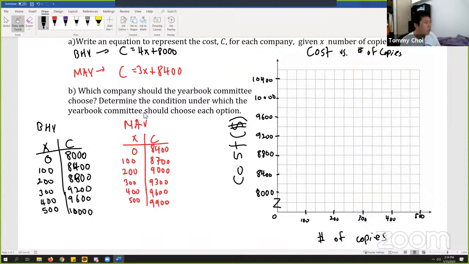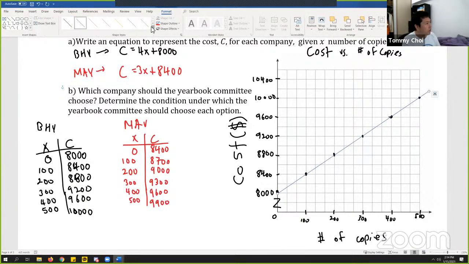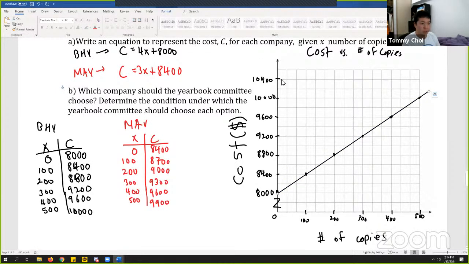So we've created this, and now I can graph. For BHY, I'm going to do it in black. I start at 0, 8,000. Then I go to 100, 8,400, 200, 8,800, 300, 9,200, 400, 9,600, and 500, 10,000. There's our nice line. We can finish it off by drawing a straight line through the points, which I will do with exact precision because I am amazing at this math. And soon you will be too.